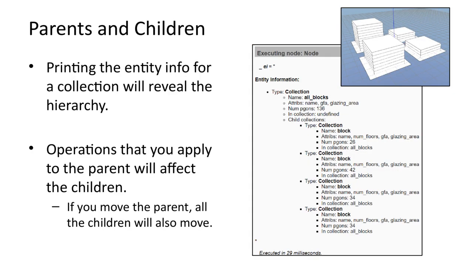The util.entityInfo function can be used to reveal the collection hierarchy. In the example, we can see that the all blocks collection contains 4 child collections. Each child collection contains a set of polygons.